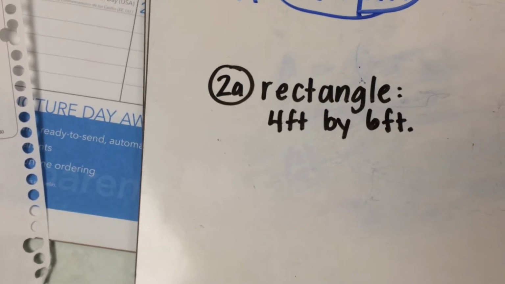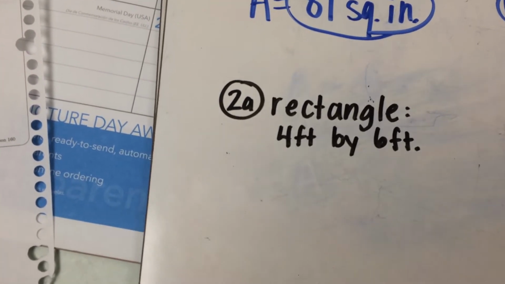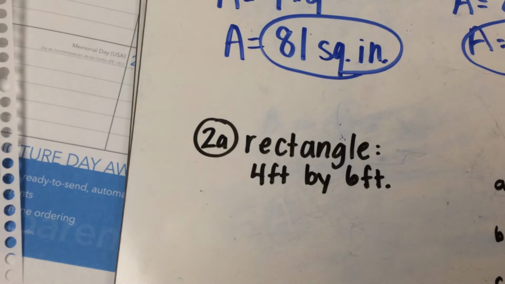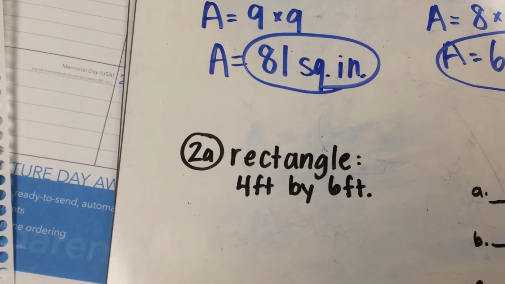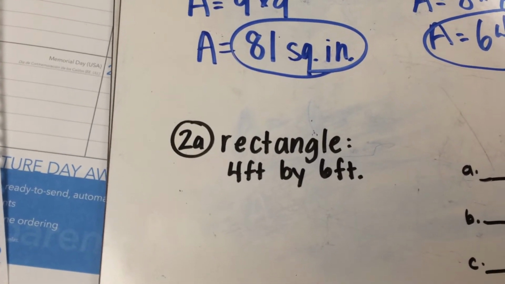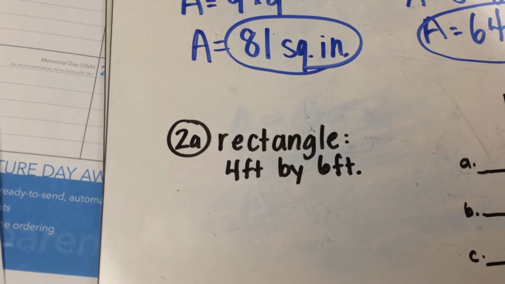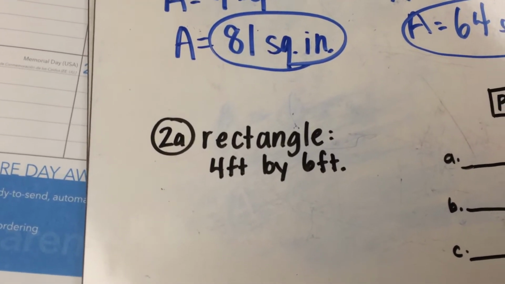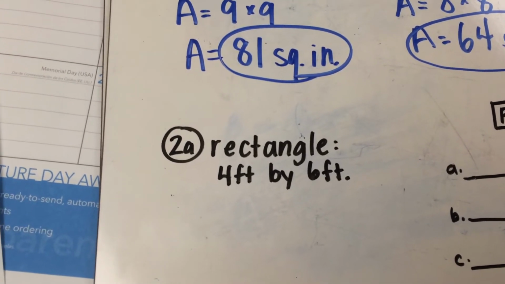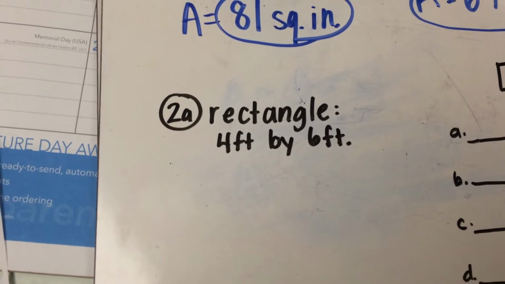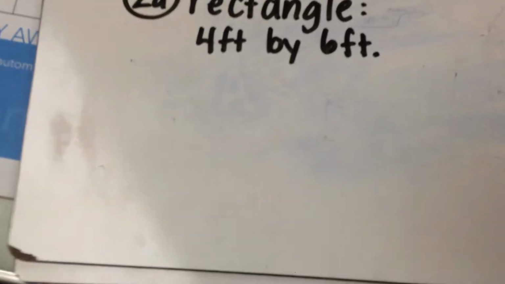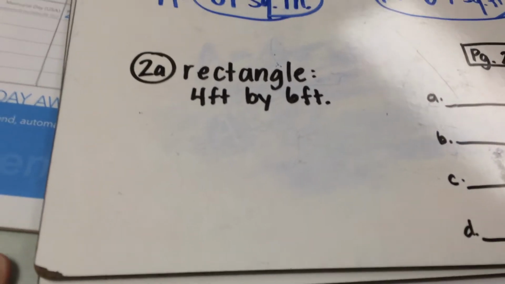To review our area from yesterday, it says find the area, use the formula A equals length times width. When the word "by" is used with the dimensions, the width is given first, okay? So the length is always the longer dimension, right? So when it says 4 foot by 6 foot, 4 foot is the width and the length is 6 foot. And I will show you what we mean by that.